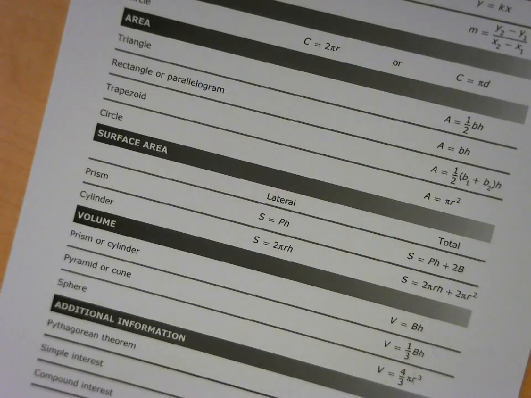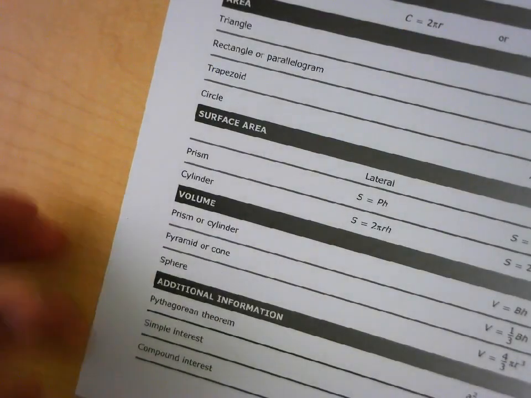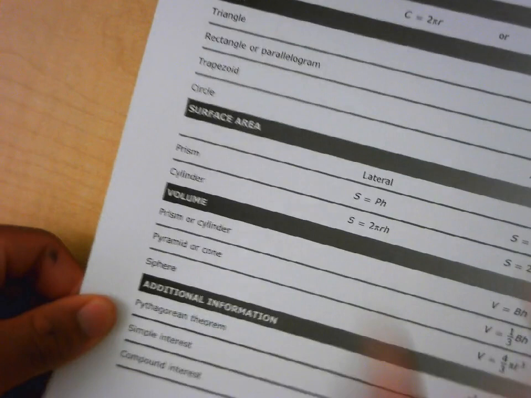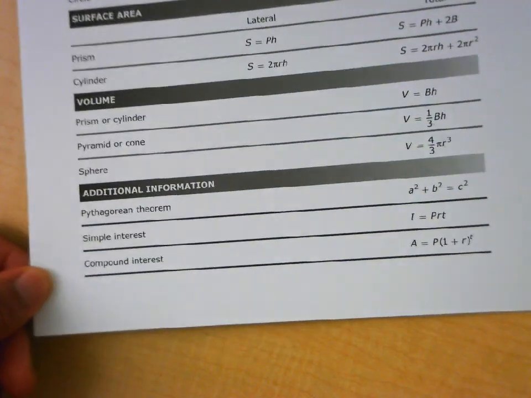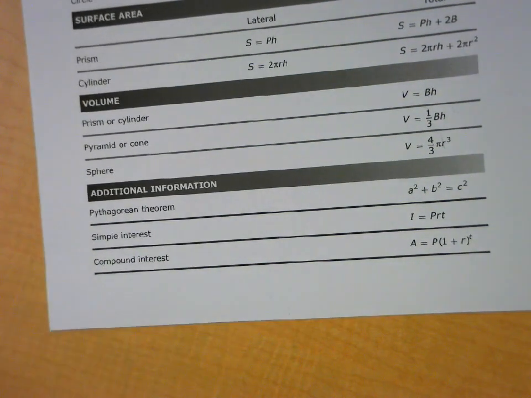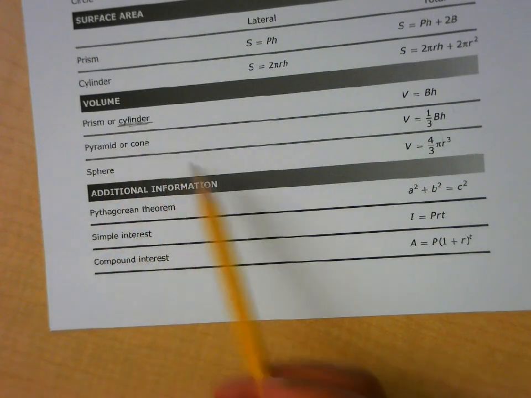Okay, so the first thing we're going to do is look at the formula chart, and this is super crooked here. You're going to look at a formula chart where it says at the bottom, volume. Then we're looking at the volume of a prism or a cylinder.